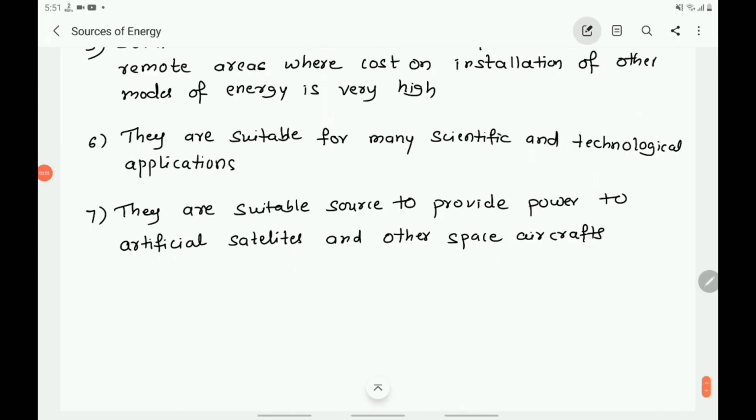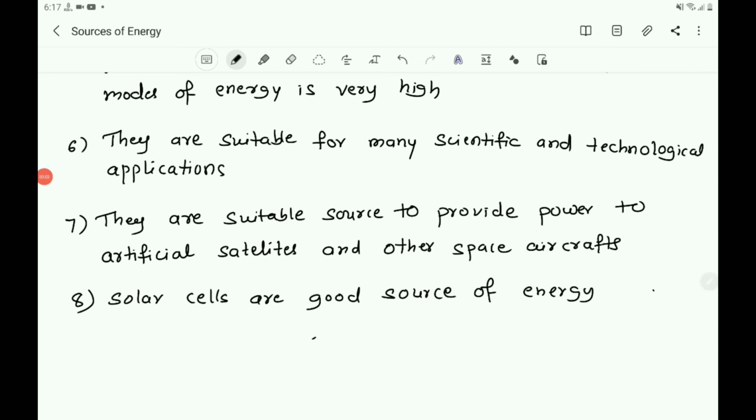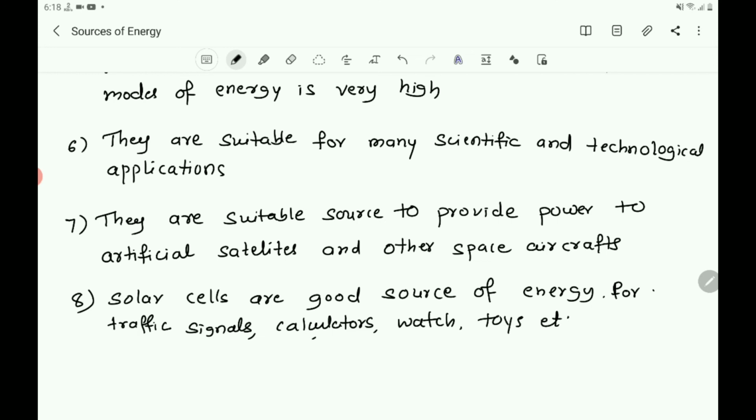Next one, write: solar cells are a good source of energy for traffic signals, calculators, watches, toys, etc.